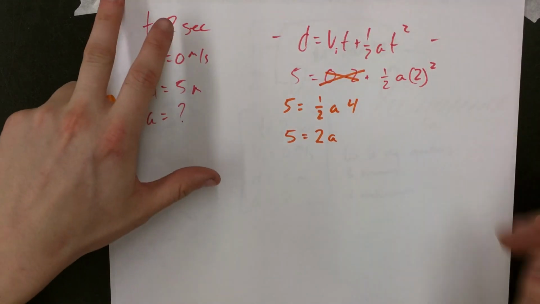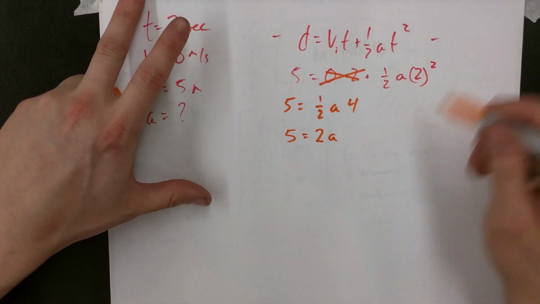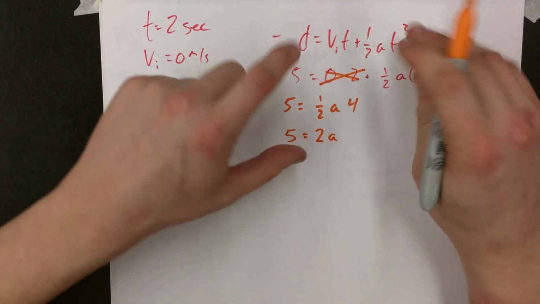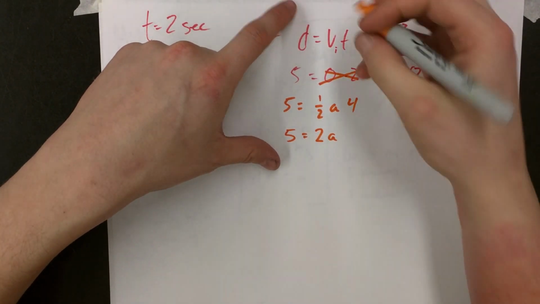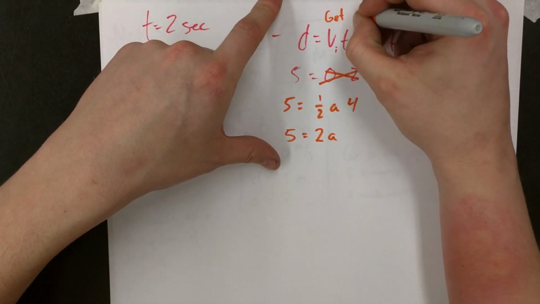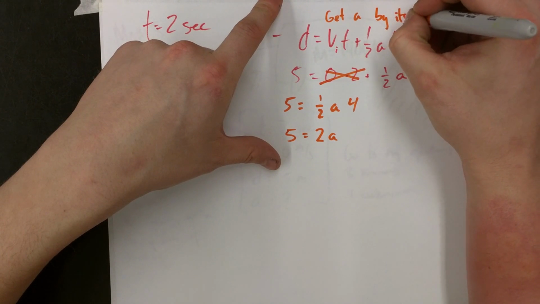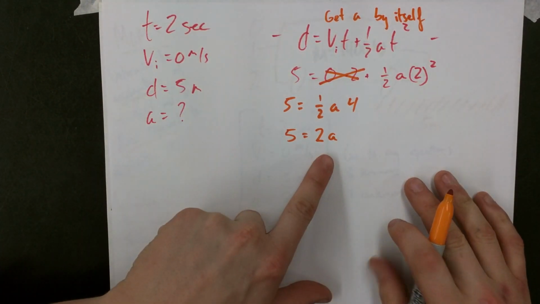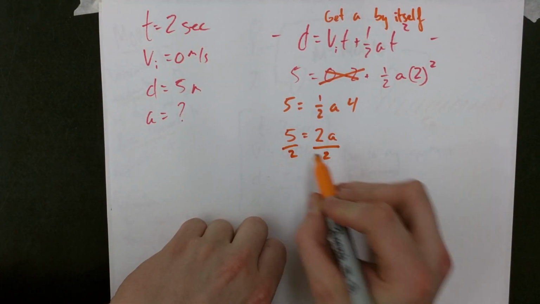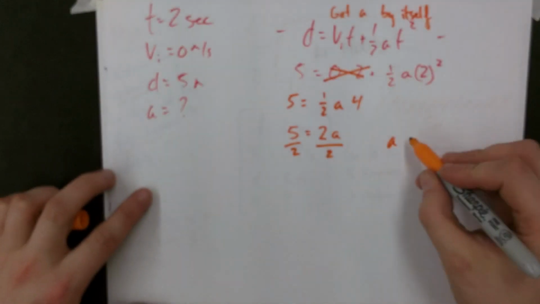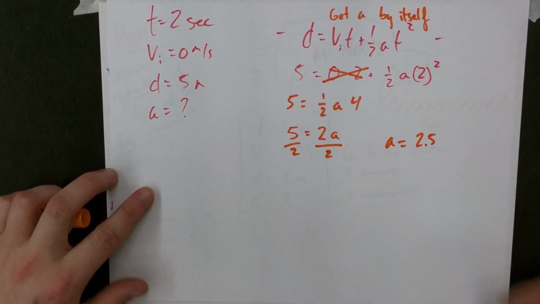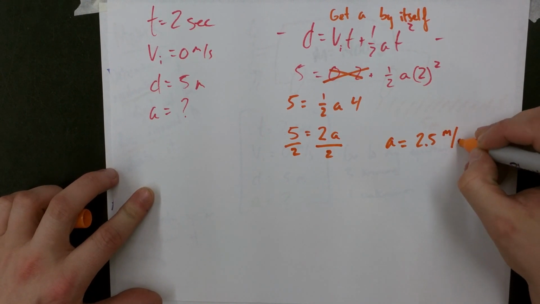Now, I am trying to get A all by itself. That's been the goal along this entire algebraic expression. Get A by itself. So now I can just divide by 2, and I get an acceleration of 2.5. The units for acceleration: meters per second squared.